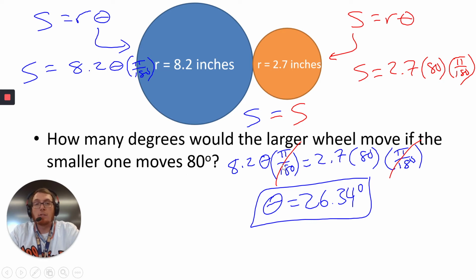The other option is you could set r theta equal to r theta, and I tend to go that route because I know their S values are the same, so I just set r theta of this one equal to r theta of the other one. And here's what's really cool about this question: the pi over 180s essentially cancel each other out. So even though you're supposed to have everything in radians, you can get away with it here and say, oh, by the way, it's 26.34 by taking 2.8 times 80 and then dividing by 8.2. So that might be a faster route. Just set r theta of the big equal to r theta of the small, and then divide out the missing piece to figure out what's left. That's my suggestion when you get to gear-style questions.